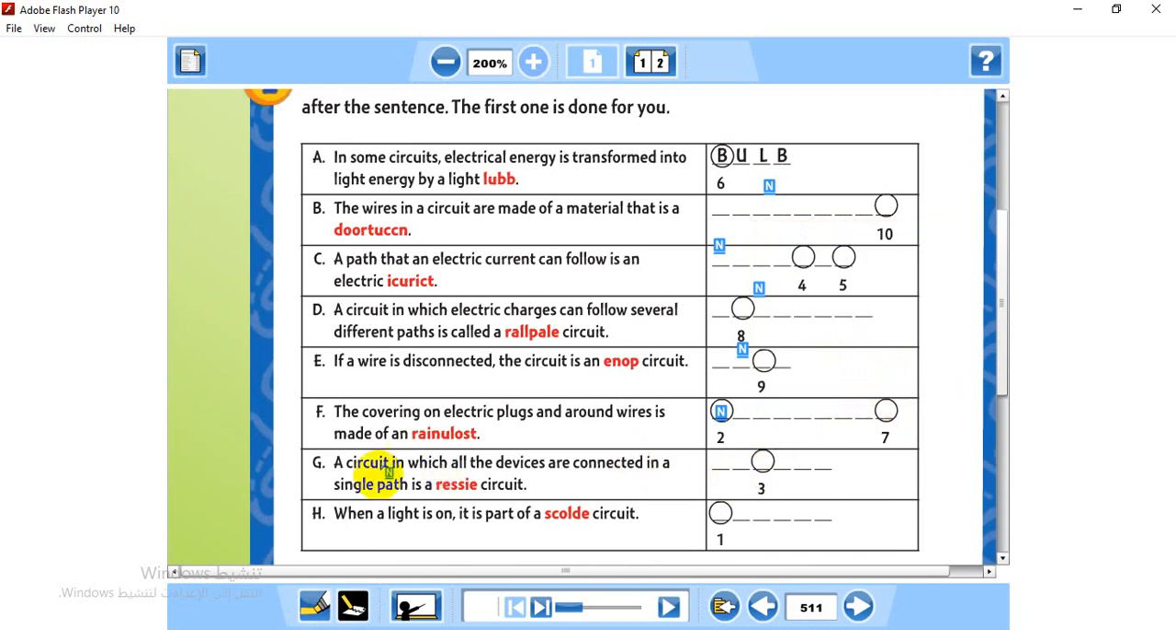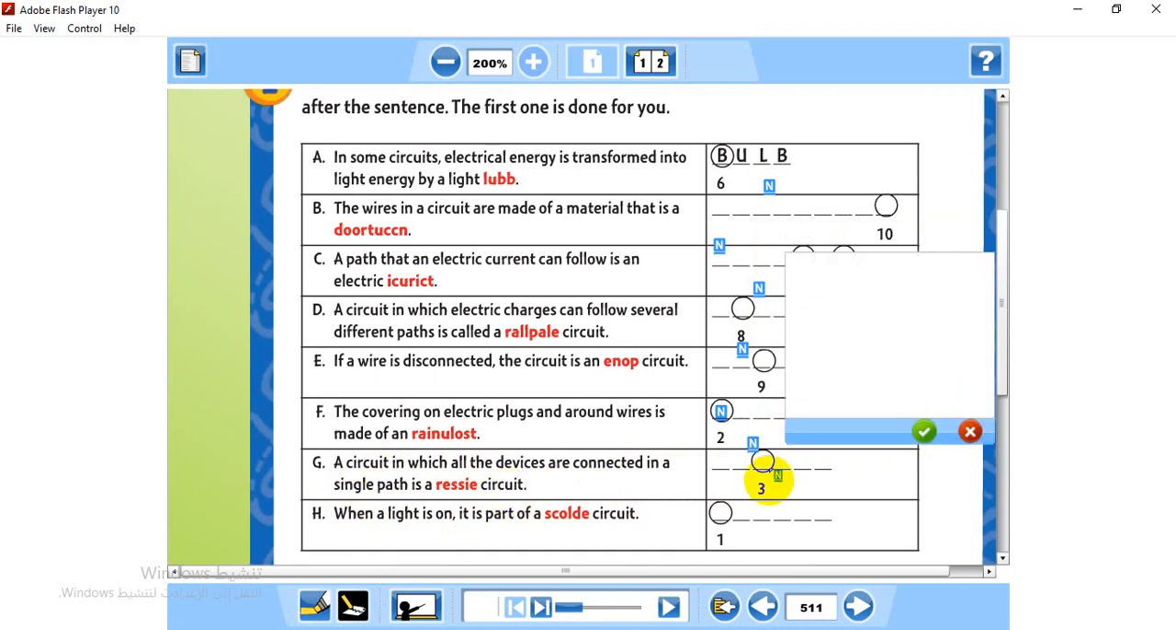Okay, G: a circuit in which all the devices are connected in a single path is a what circuit? All devices connected in a single path, or one path, we call it series. Okay, series. We have to write here series.